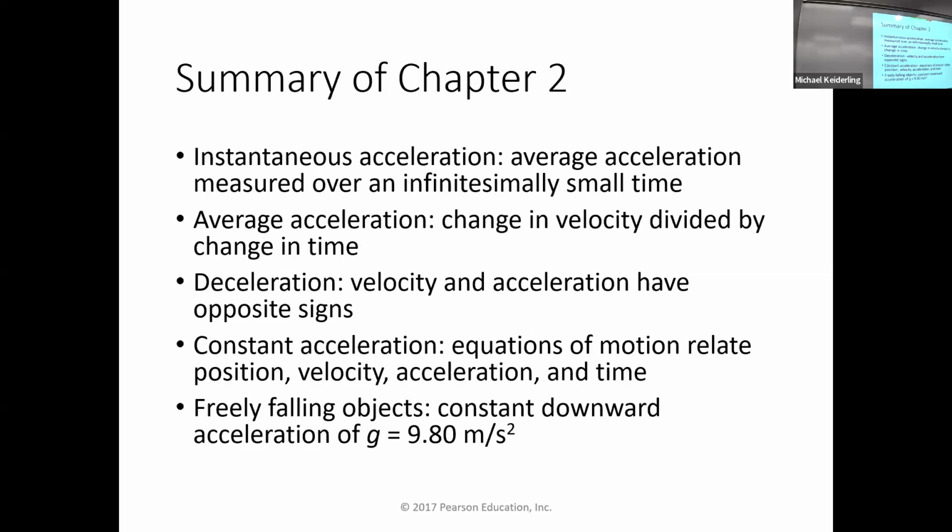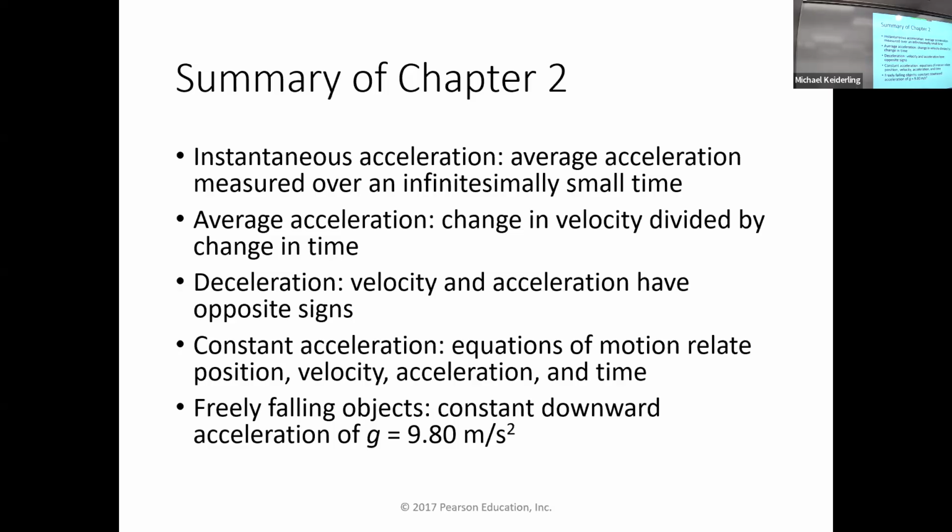Instantaneous acceleration is average acceleration measured over an infinitesimally small time. Average acceleration is change in velocity divided by change in time. So, velocity is x minus x naught over t. Acceleration is v minus v naught over t. Deceleration is when the velocity and the acceleration have opposite signs, so your speed decreases.